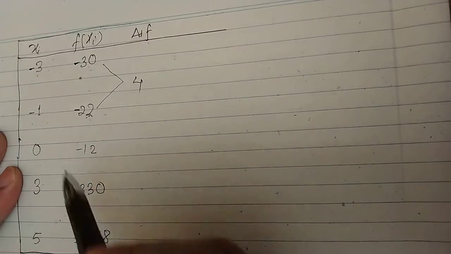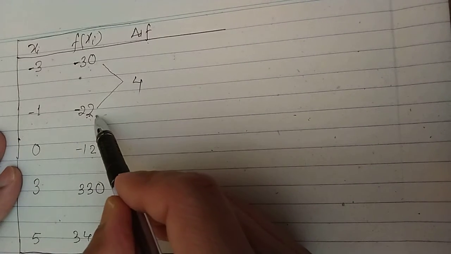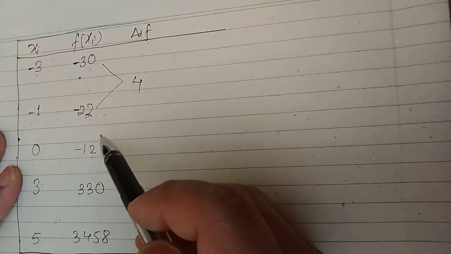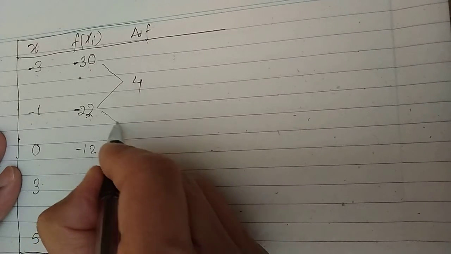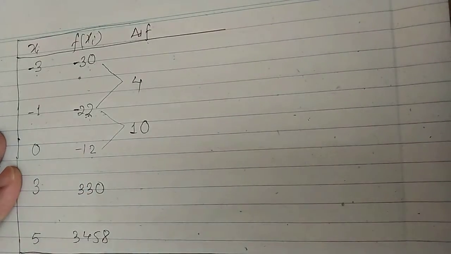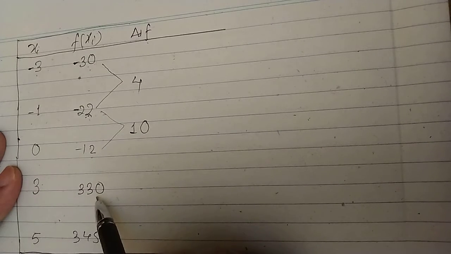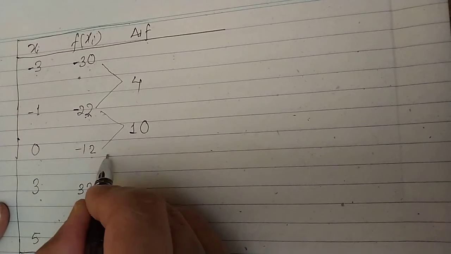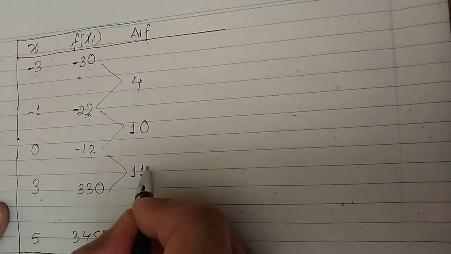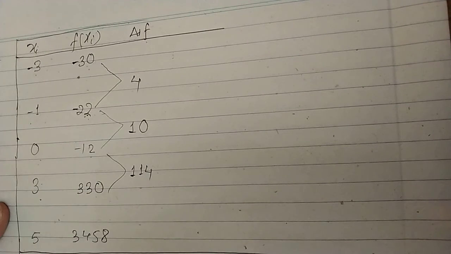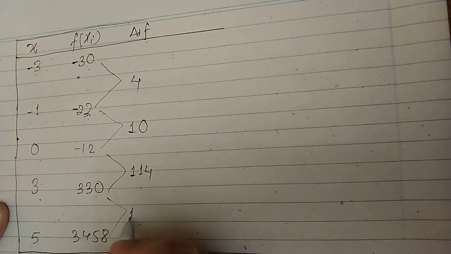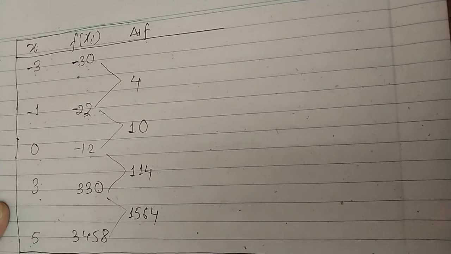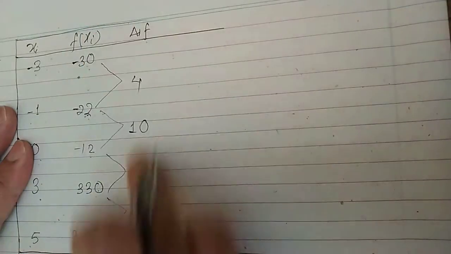All right. So do the same. So -12 minus -22 divided by 0 minus -1. So what would it be? 10. 330 minus -12 divided by 3 minus 0. So what will it be? 114. All right. Do the same over here. This minus this divided by 5 minus 3. So 1564. That is the first divided difference.